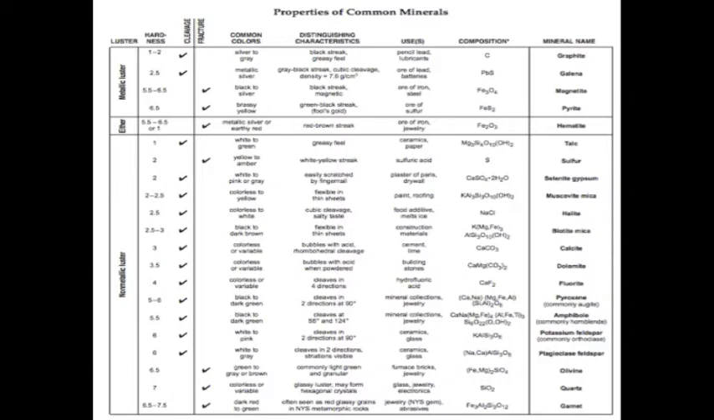The next column is labeled hardness. The harder the mineral is, it will be harder to scratch. The next column is the streak of the mineral. This is the color that will show if you scratch the mineral.